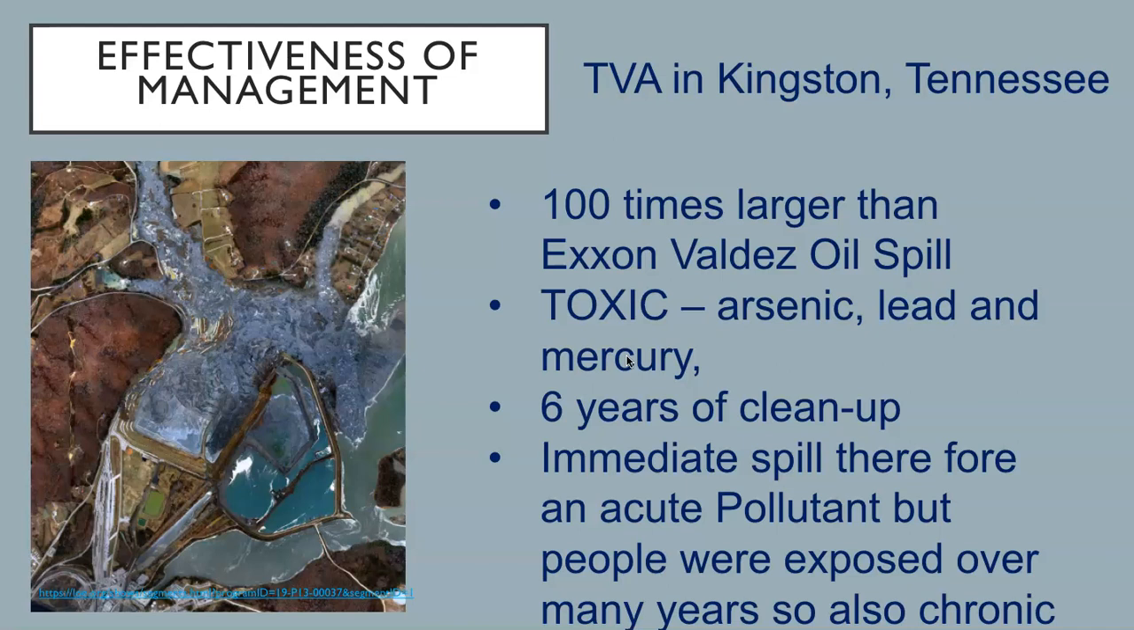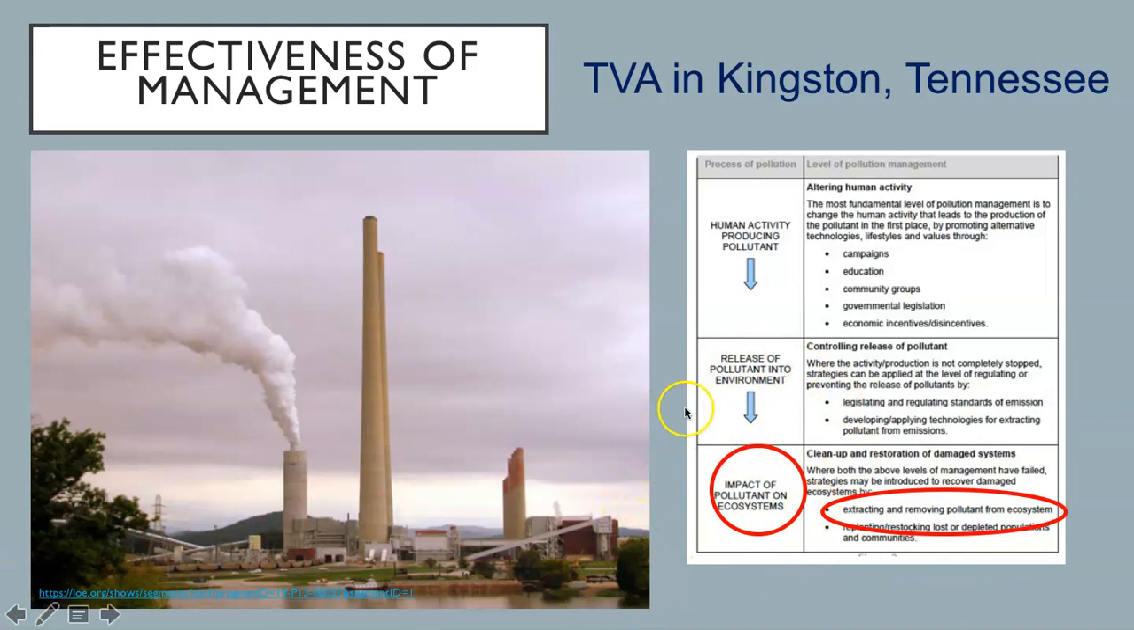And they were given no way to clean up themselves. They weren't given any kind of dust mask or respirator. They were just out there working in their jeans and t-shirts and hard hats. While the immediate spill was an acute pollutant, a whole bunch of toxic stuff was released, the people were exposed over many years to its chronic presence. While the Kingston Company has made an attempt at extracting and removing the pollutant from the ecosystem, it did not have concern for the employees, and as a result is currently facing, in 2019, a lawsuit by people affected by this industrial disaster.